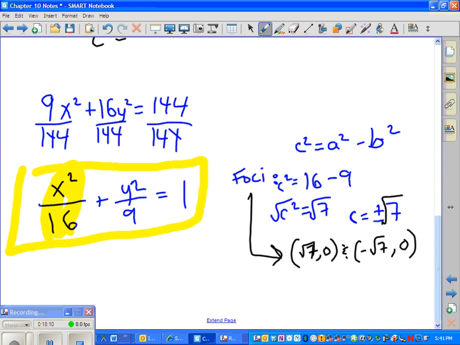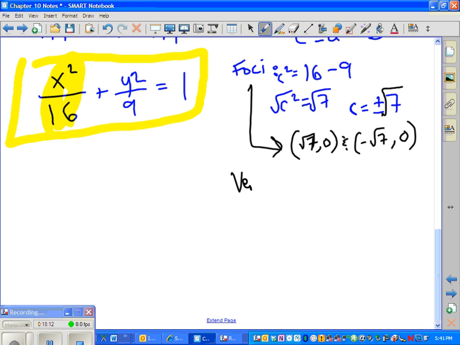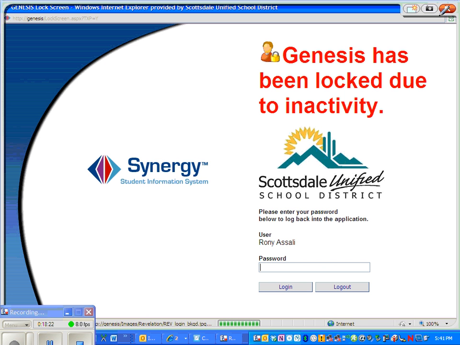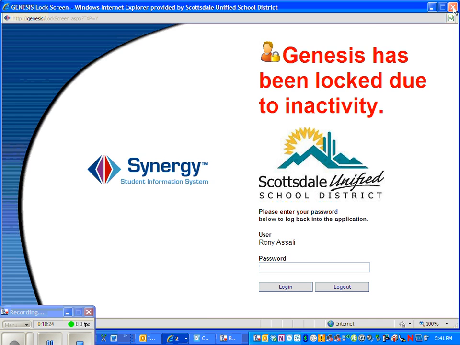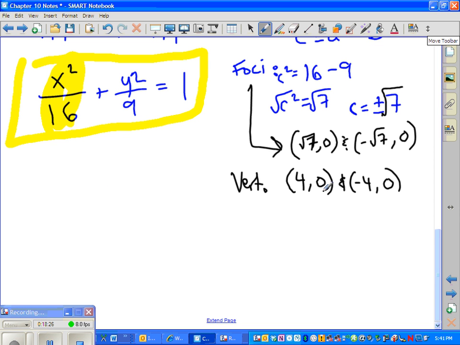To figure out the vertices, I'm going to take the square root of the bigger number, which is 4. So my vertices are 4, 0, and negative 4, 0. We'll get into this a little bit more later, but this is just kind of an overview of what is to come. Later on, we're going to write equations of vertices, and then we will end up going from there.